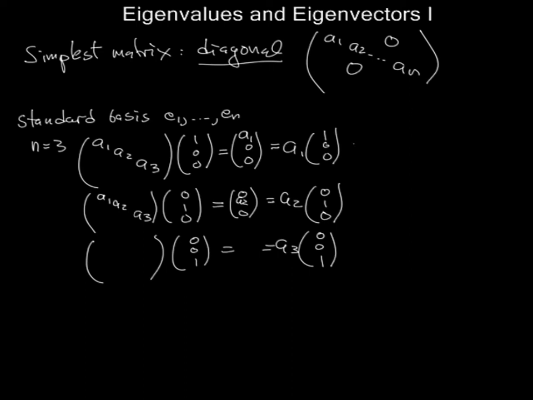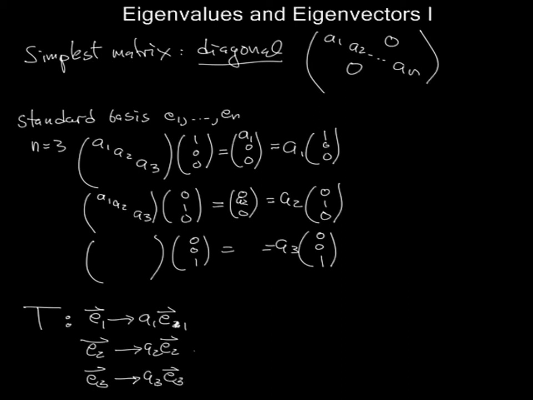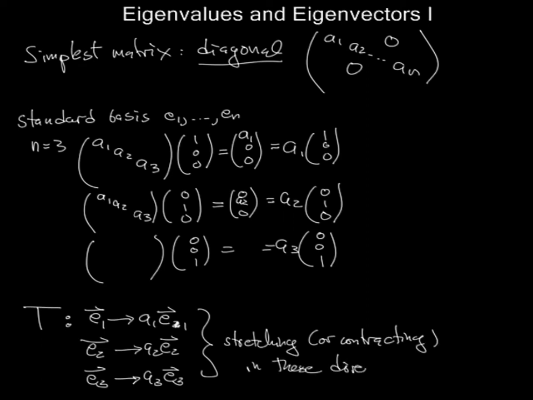So what I'm trying to point out here is that the way to think of a diagonal matrix is that it's stretching these vectors by different amounts. It's stretching e1 by a1, and e2 by factor a2, and e3 is getting stretched by factor a3. And that's very easy to understand. You can draw a picture of such a thing, and you think of it as stretching or contracting in these directions.